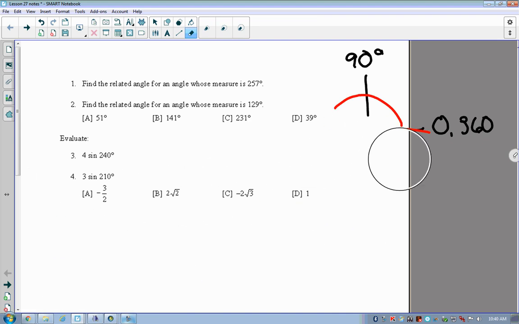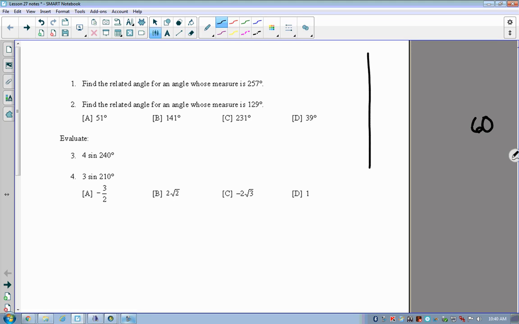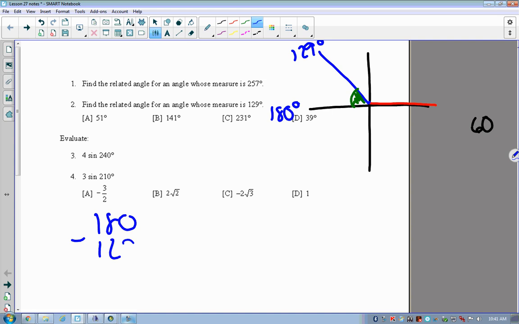We want to know the related angle for 129 degrees. Perla, where's 129 degrees? What quadrant is that going to be in? Second quadrant. Okay, so this is at 129 degrees. This is 180 degrees. We want this angle right here, correct? Okay, so how do we find the difference between 180 and 129? We don't want to subtract 180 from 129, because that would be 129 minus 180. What do we want to do? I think maybe you just had it flip-flopped. Okay, so 180 minus 129 should give me 51?